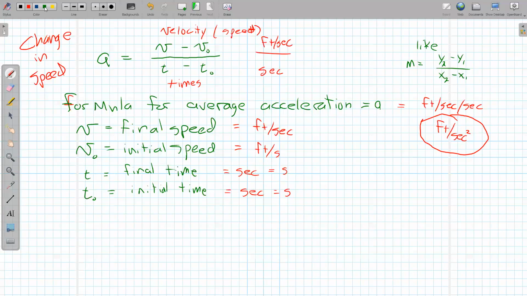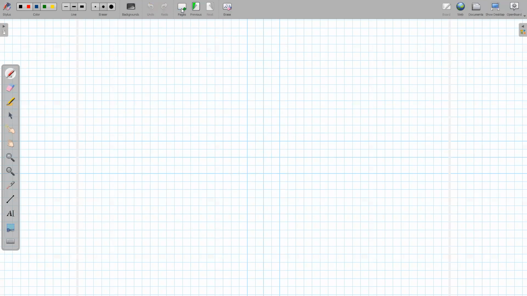And what we're going to try and do right now is solve the formula above for the v without the subscript. So we're going to see if we can get that guy all by itself. All right, so new page, let's give that a shot.